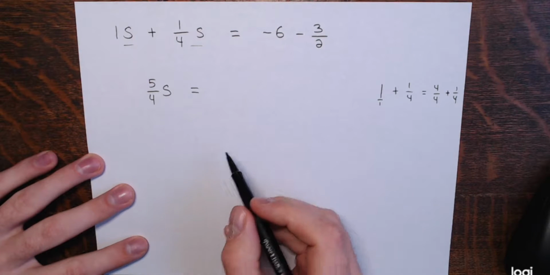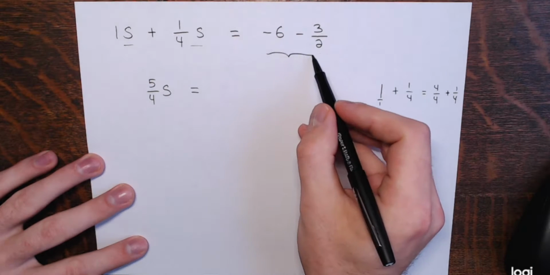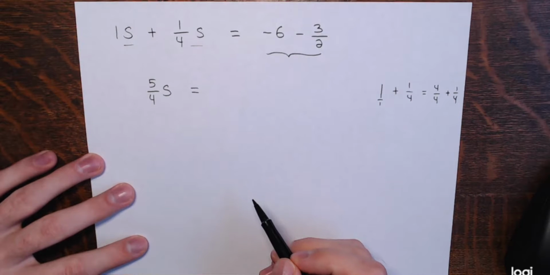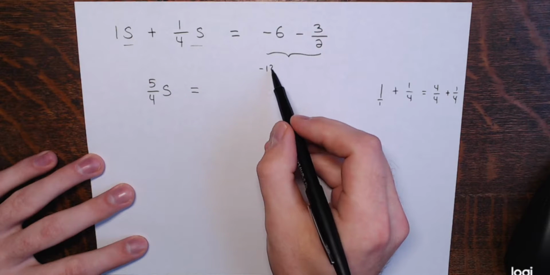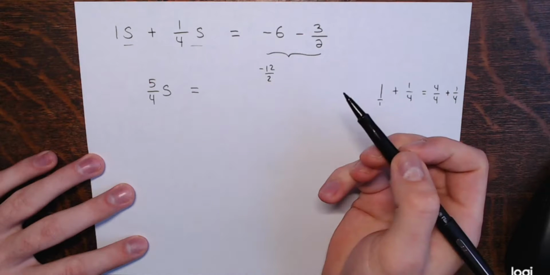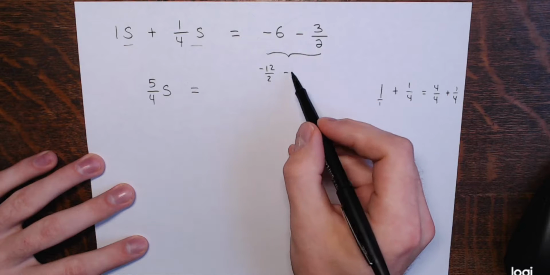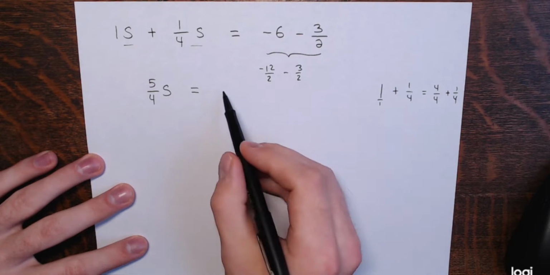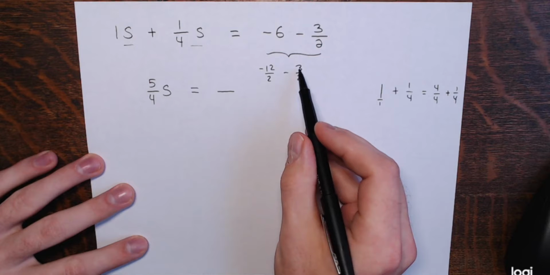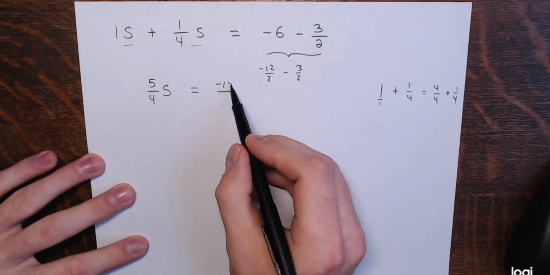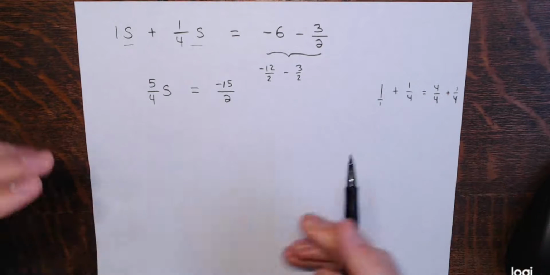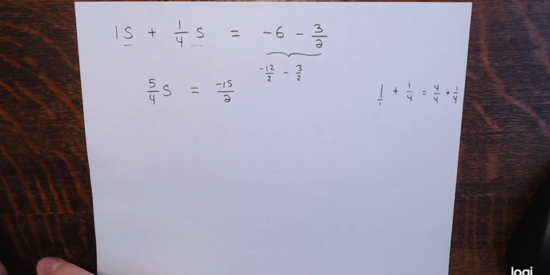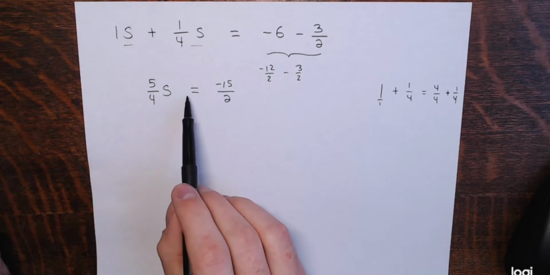And then over here, again, adding and subtracting, you need a common denominator. -6 is the same as -12 divided by 2, right? -12/2. To get a common denominator with this minus 3/2. So -12 minus 3 is -15 in the numerator, and then halves. Remember that when the denominator is the same, and you're adding and subtracting, that's what the denominator will be in the sum or the difference. So we have now 5/4 s equals -15/2.